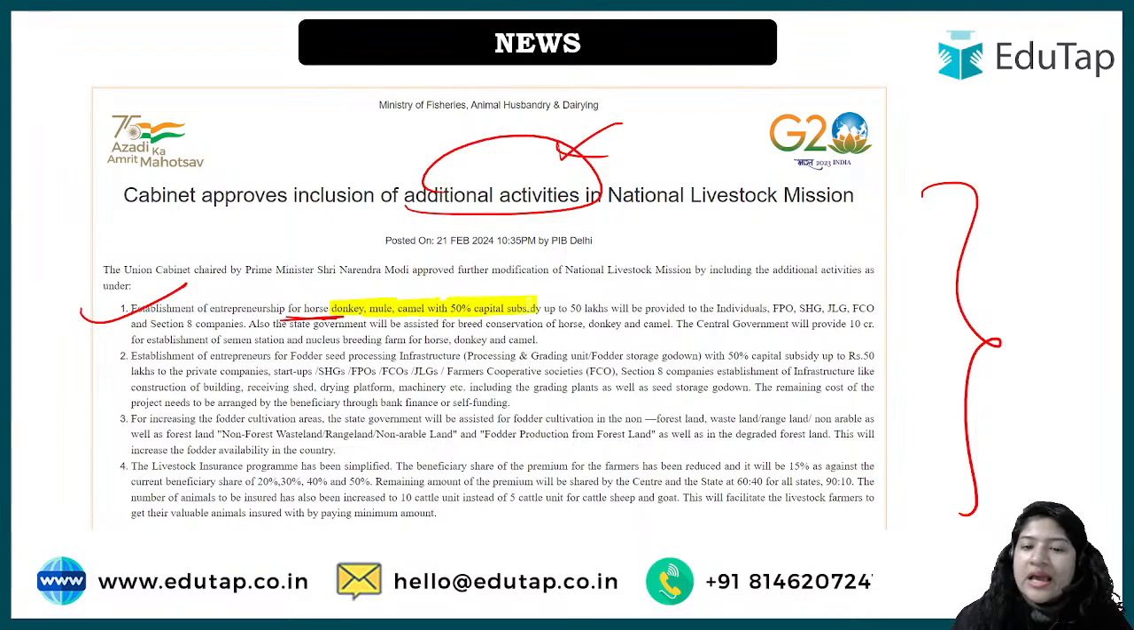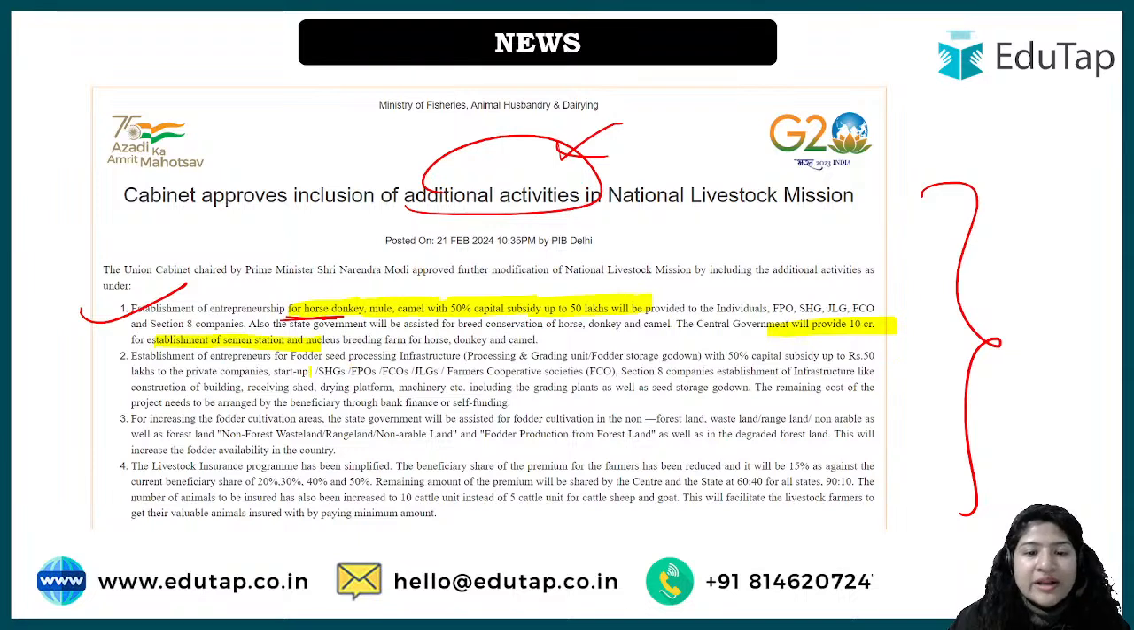Again 50% capital subsidy. So by now we have understood that 50% is given. Okay, 50% of the subsidy up to how much? Up to 50 lakh. For poultry 25 lakh, small ruminant 50 lakh. Then after that we had piggery 30 lakh. Now for donkey, mule, camel, horse, for them also the cap is 50 lakh. Okay, and one-time establishment for a semen station, how much will be given? 10 crore will be given.